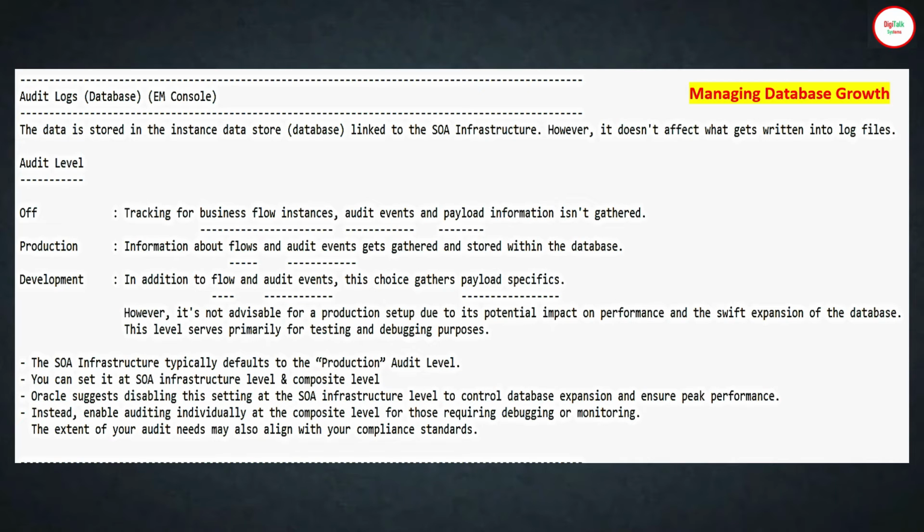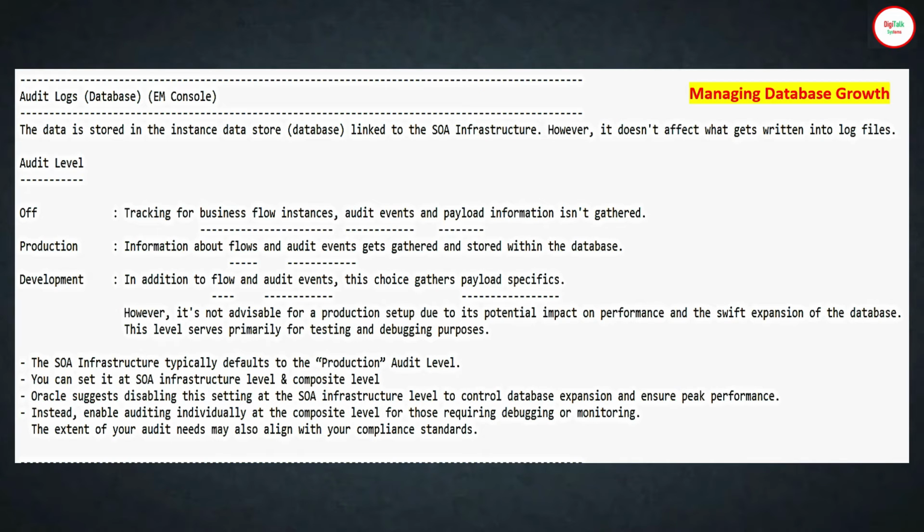So the other option is production. If you enable the production mode of logging, which is specifically recommended for your live or production environment, then business flow instances along with the audit events information will be stored in the database, but payload specific information will not be stored. That means for the transaction that is executing, whatever data is there, that data will not get stored in your database.